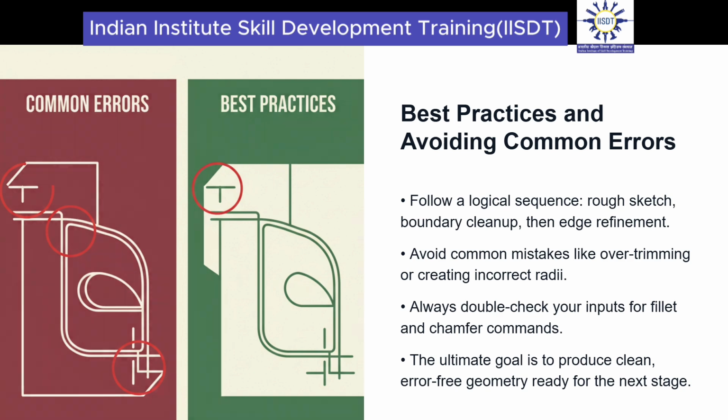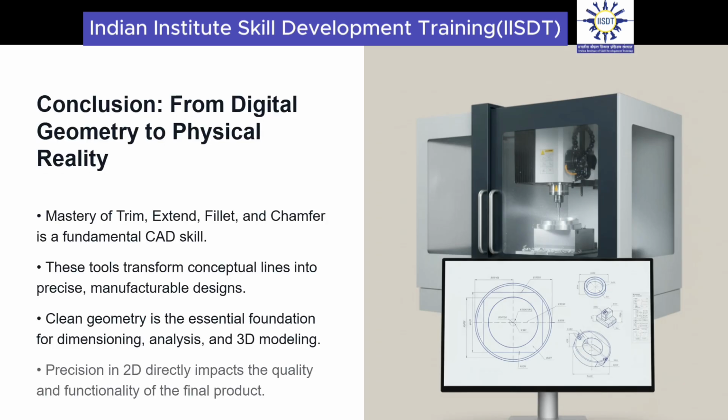In conclusion, we have seen that trim, extend, fillet and chamfer are far more than simple editing tools. They are the essential instruments that impart precision, intelligence, and real-world applicability to our 2D designs. They are what allow us to advance from a collection of abstract lines and arcs to a concrete detailed plan that can be built, manufactured, and assembled. Mastering these commands, understanding their nuances, and integrating them into an efficient workflow is a cornerstone of professional CAD operation.